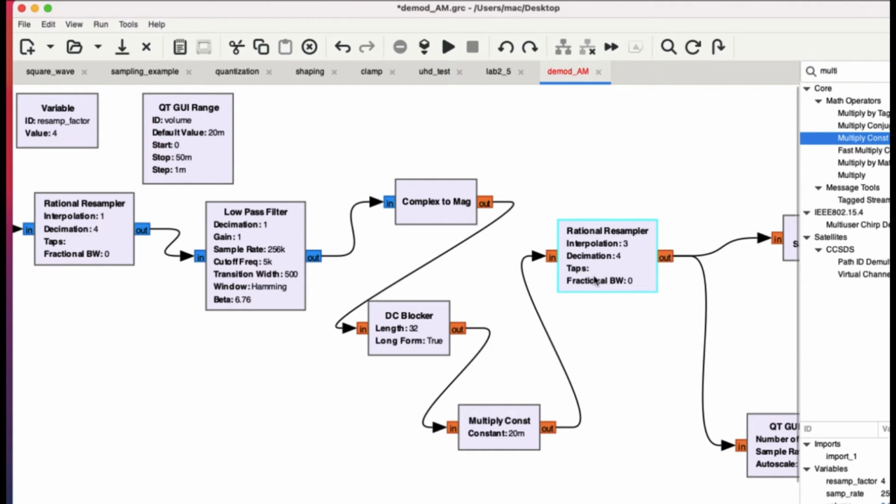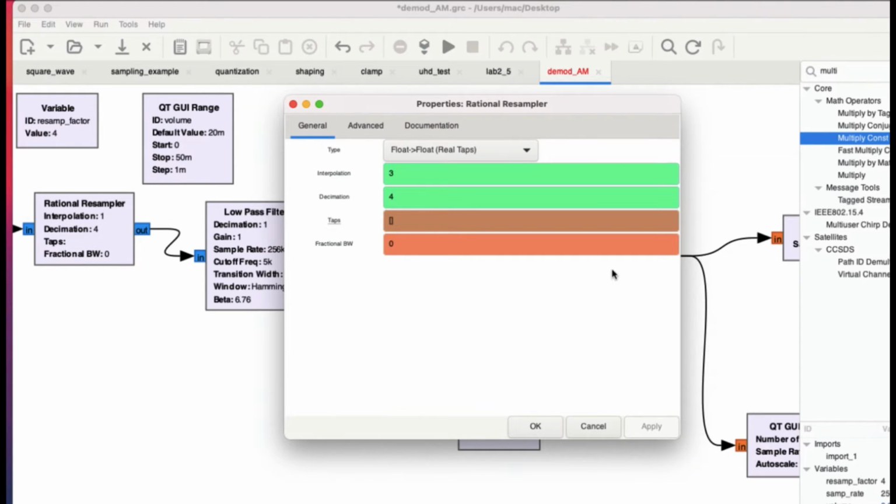Now the next block is this. We want to interpolate and at the same time decimate, so I'm using a rational resampler. Why am I using this rational resampler? We're going to interpolate our signal by 3, multiplying my sample rate, and then decimate by 4. We interpolate our signal and then we decimate it by 4. So far so good.